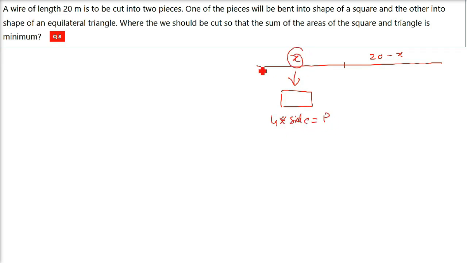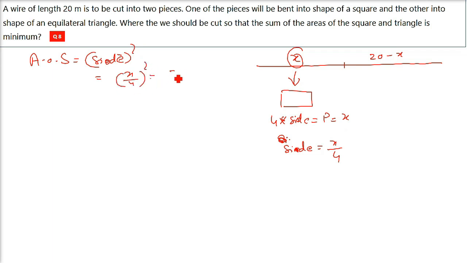What is the perimeter? After all, this part is going to be bent in order to form a square. So when you make a square with this length, 4 into side is going to be equal to x. So side is simply equal to x by 4, that is 1/4 of x. That is a simple and very common sense discussion: if 4 parts have to be made equally of x, it will be x by 4. So the area of this square will be x by 4 whole square, that is the side square. x square by 16 is the first part we have done.